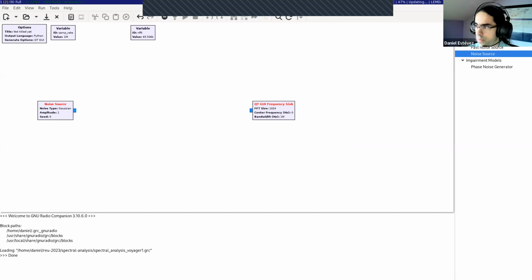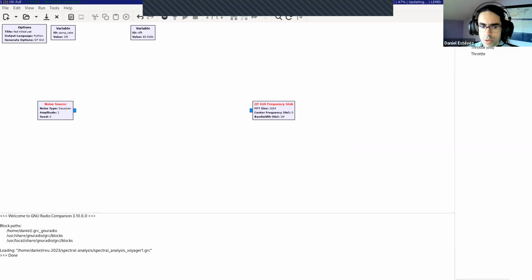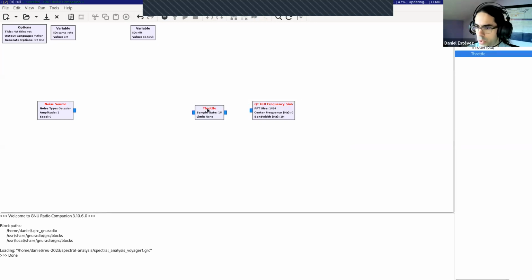So, okay, so far nothing too difficult. Also, I'm going to put here a throttle block. And the throttle block, as I mentioned in the previous session, is used to limit the amount of data that is flowing through the flow graph to real time or to any other arbitrary rate to prevent 100% CPU usage.